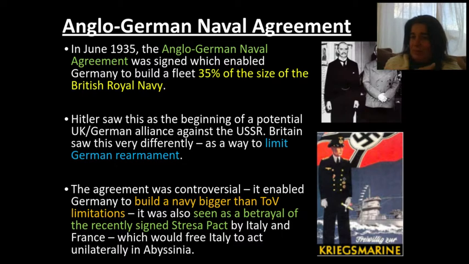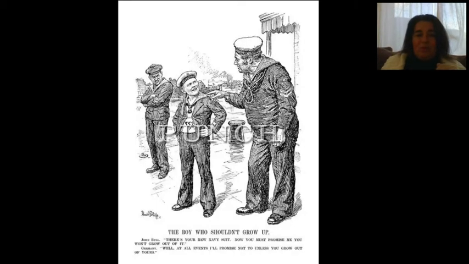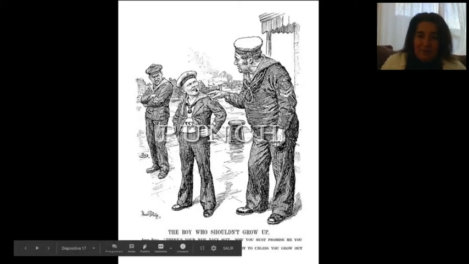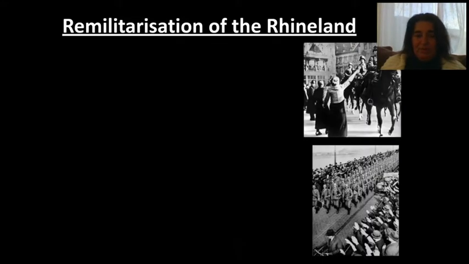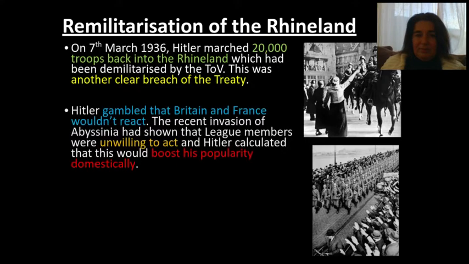Remember the one of the Abyssinia crisis, the one where they are going to respect the Treaty of Versailles? Well, it freed Italy to act unilaterally in Abyssinia. Mussolini said, well, if the UK is not respecting the Treaty of Versailles, why should I? So here you can see the boy who shouldn't grow up: here is Germany, and Britain, and France, who is a little bit annoyed.